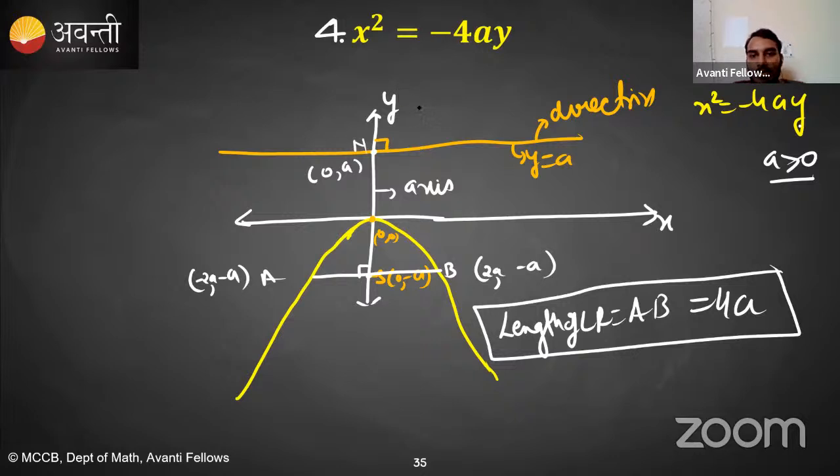Okay, now फिर लेंथ ऑफ लेटस रेक्टम निकाल ली. लेंथ ऑफ लेटस रेक्टम क्या है? AB. Latus rectum is a line which is perpendicular to the axis and passing through the focus. So y is equal to minus a वाली line होगी यहाँ पे latus rectum, right? So this point A and B निकाल लिया, right? At points A and B, y is always minus a, तो y को minus a डालो, x आ गया plus 2a and minus 2a. तो 2a and minus 2a, length of latus rectum is AB, which is 4a.